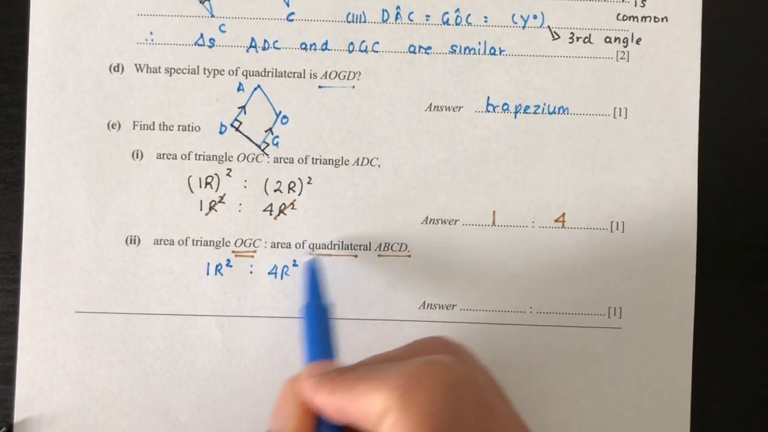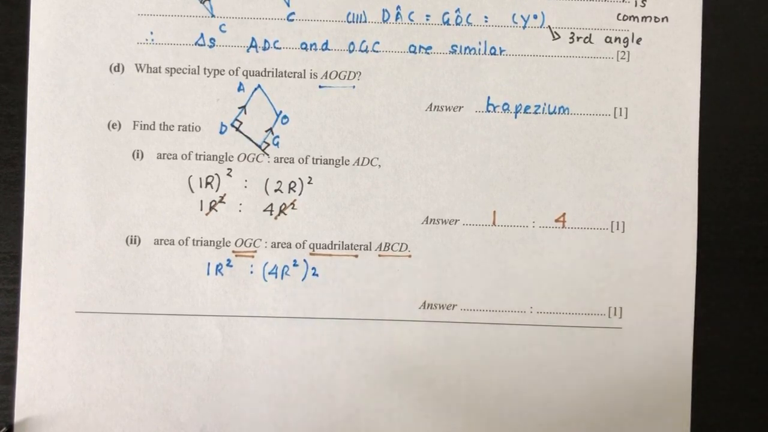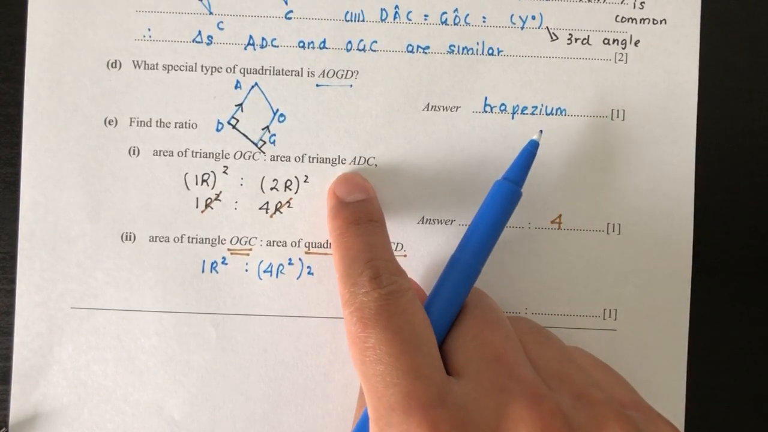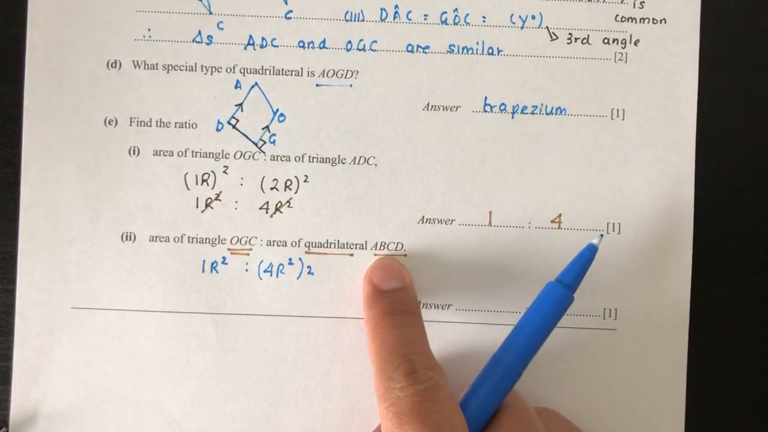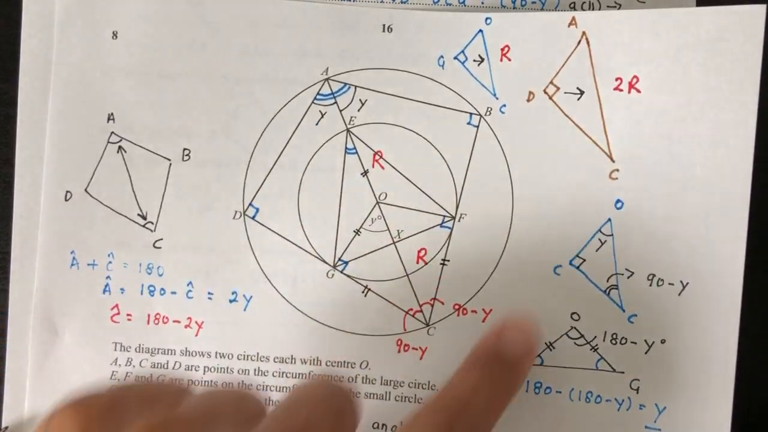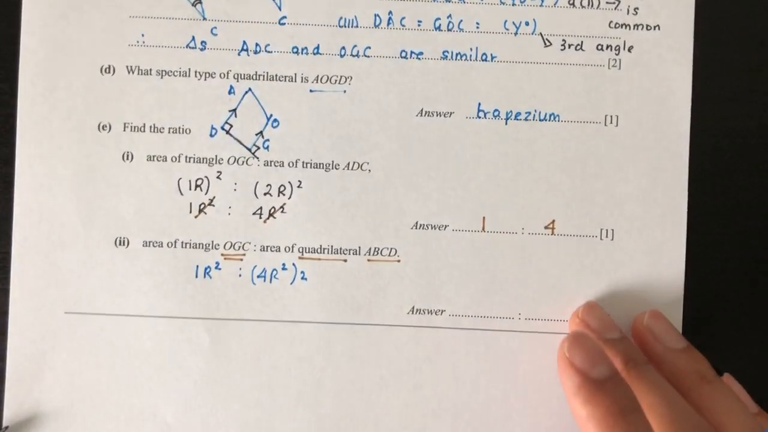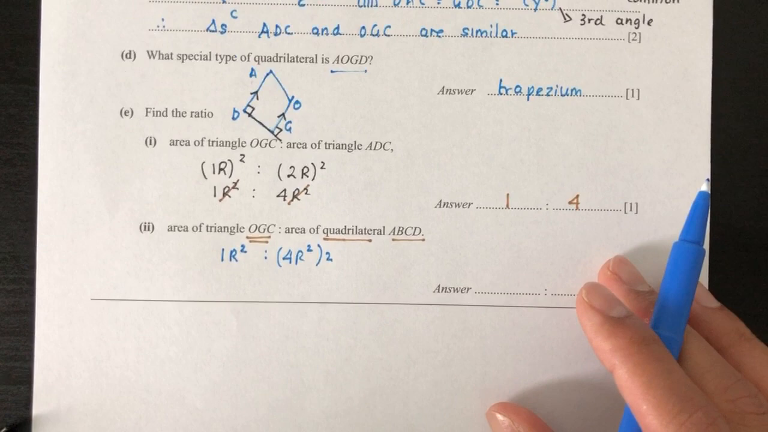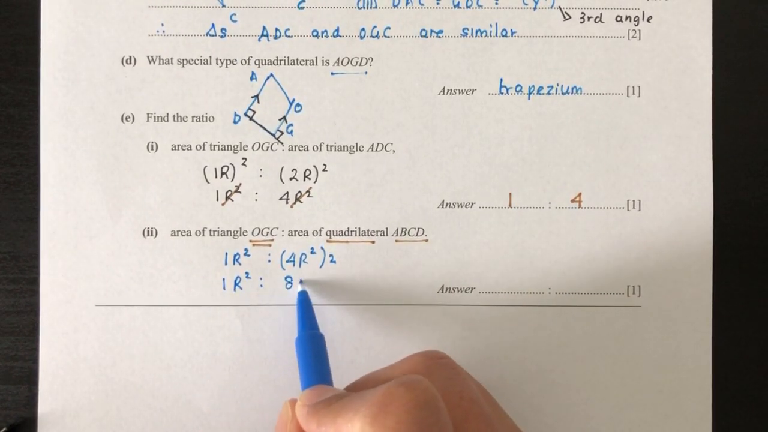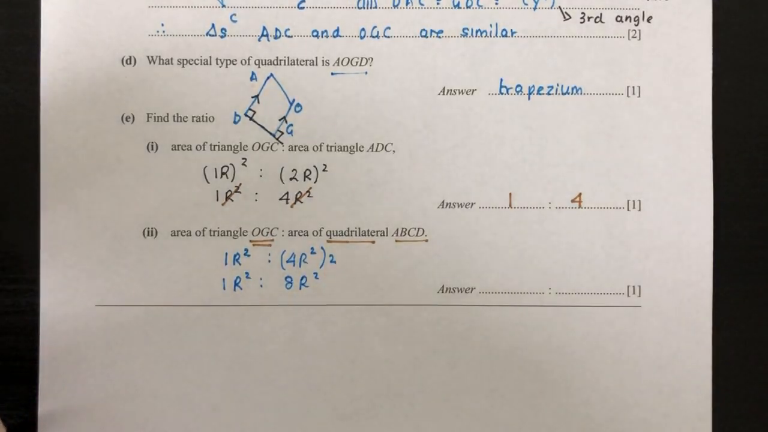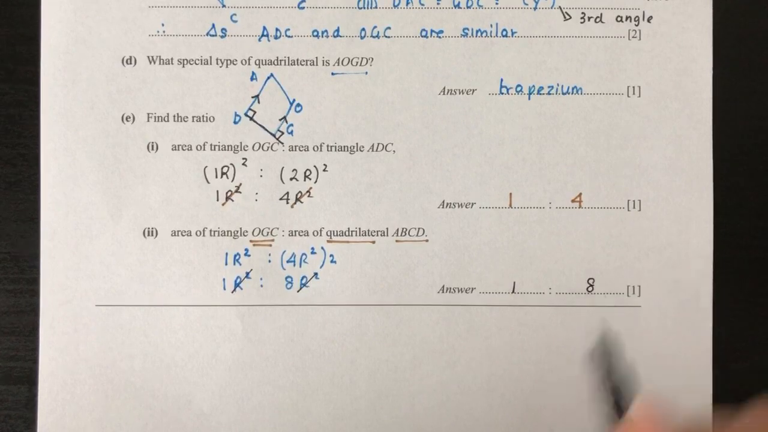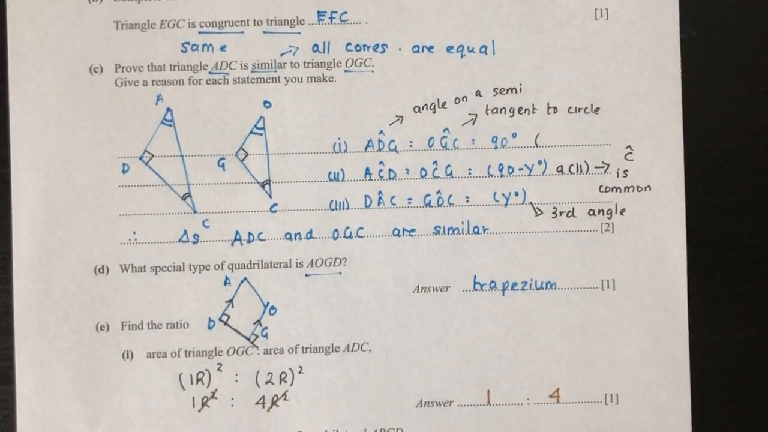To find the area of this, we have to multiply this by 2, right? I hope that makes sense. Because this one is the area of triangle ADC, and ABCD will be the big one. We have to multiply this by 2 to find the area of the big one. Now we just have to simplify. You will have 1R squared to 8R squared. So simplify, that will be 1 to 8. So that will be your answer for question number 8.